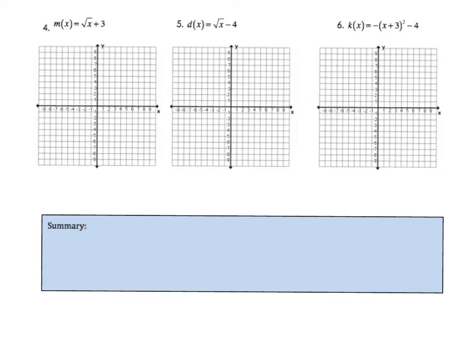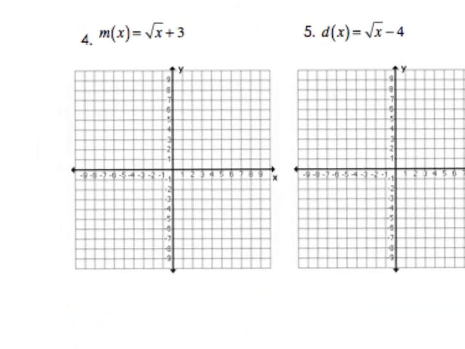Okay, so number 4 and number 5. Now these numbers are outside the group. This goes for the square root, and it goes for anything that's in parentheses. These numbers are outside. So let's see what happens to those graphs.